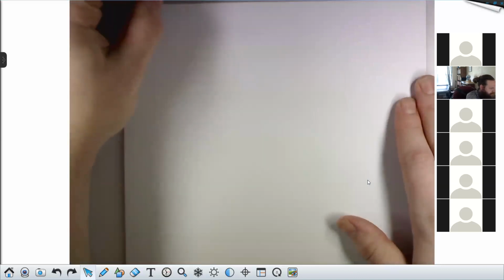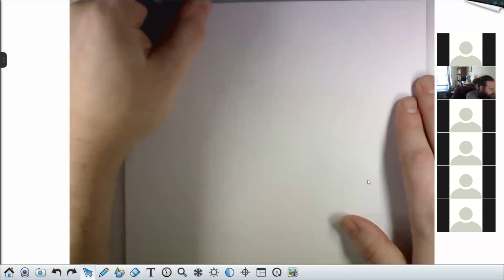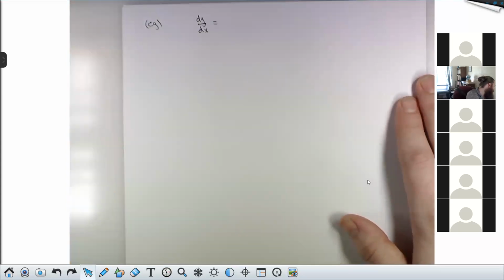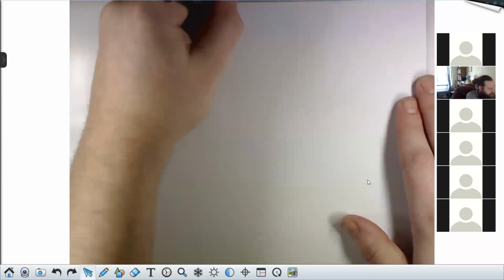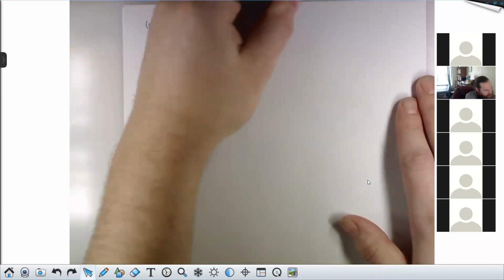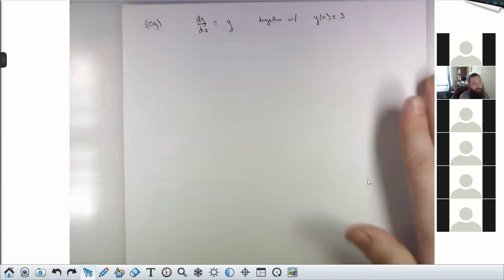This is a first order IVP. I'll write it in terms of the Leibniz notation here. We'll say dy/dx, or y prime, is just equal to y, together with the initial condition that y of 0 is equal to 3.